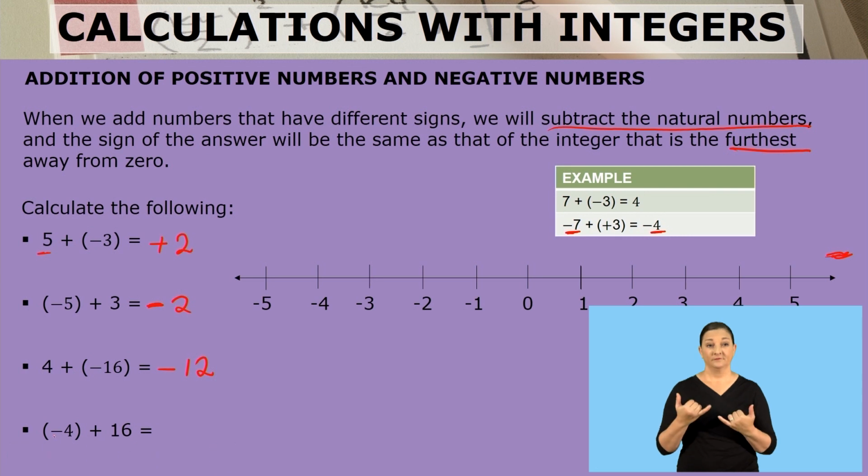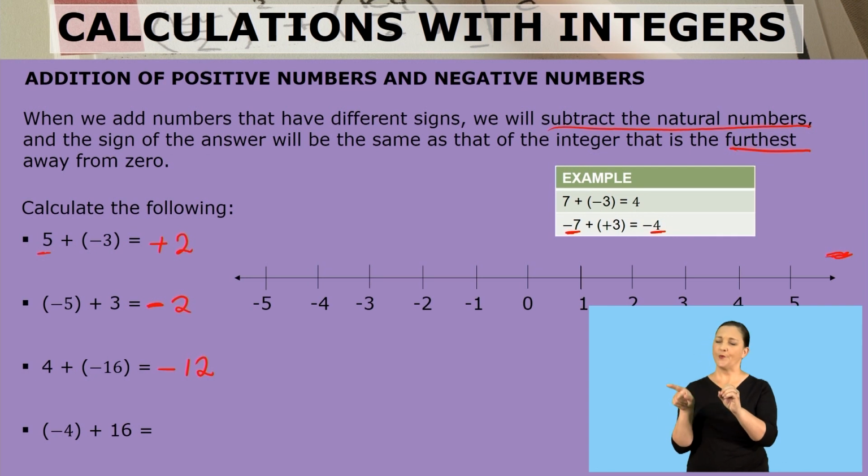And then we take a negative 4 plus a positive 16. Because 16 is the one that is furthest away from the 0, then we are going to take the positive as our answer. And when I say 16 minus 4, that is just going to give me a positive 12.